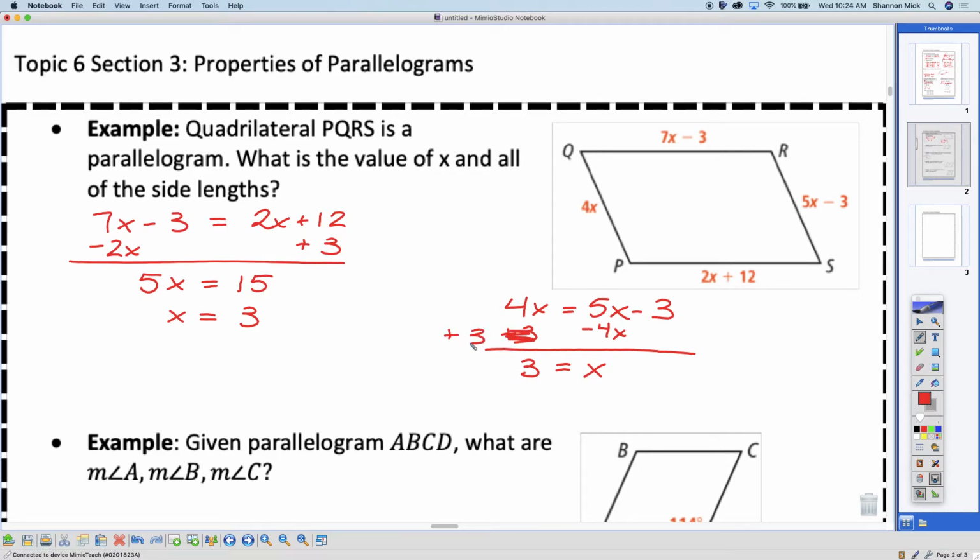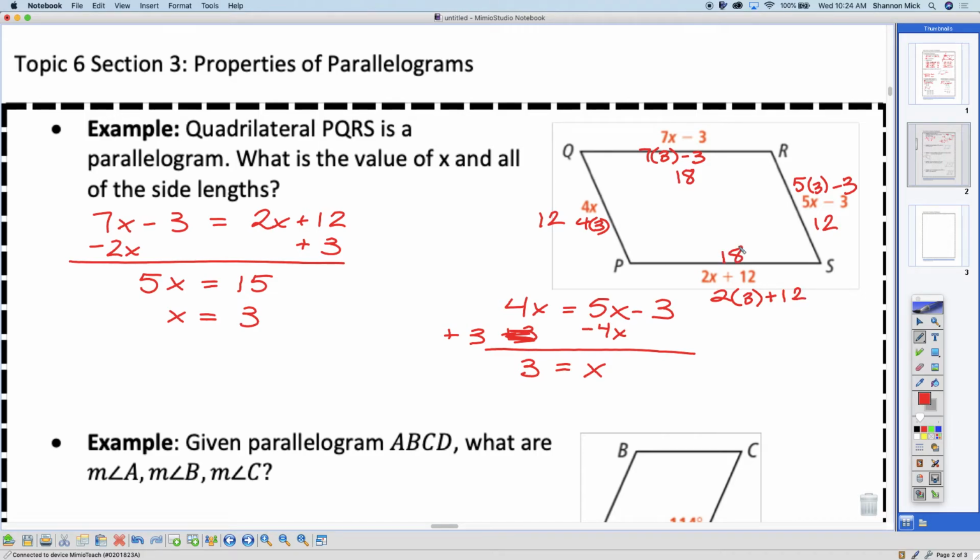Does that help? Okay. So now what do I do with my x? Put x back in. So 4 times 3 is what? 12. So the other side better equal 12, but I'm going to check my work. So 5 times 3 minus 3. Yeah, it does. So 5 times 3 is 15, minus 3 is 12. Okay, 7 times 3 minus 3, 18. And 2 times 3 plus 12, 18.